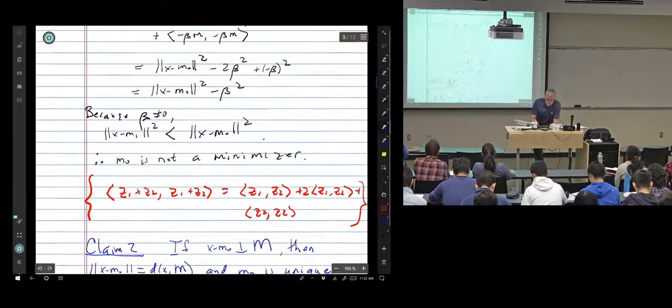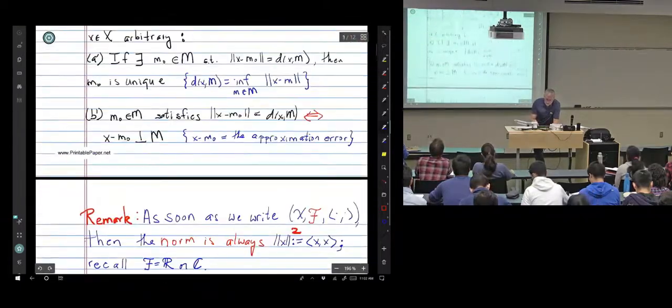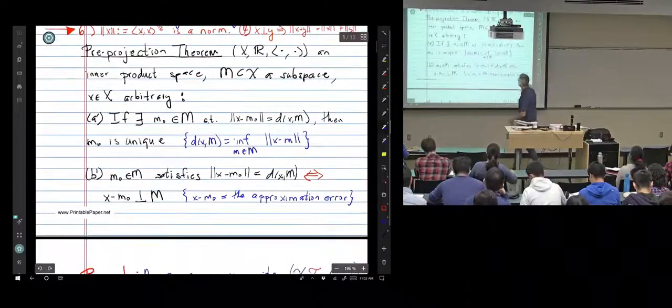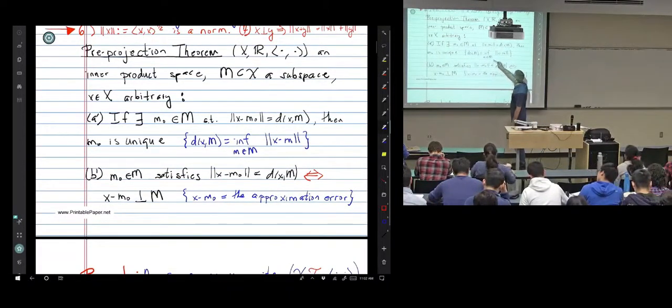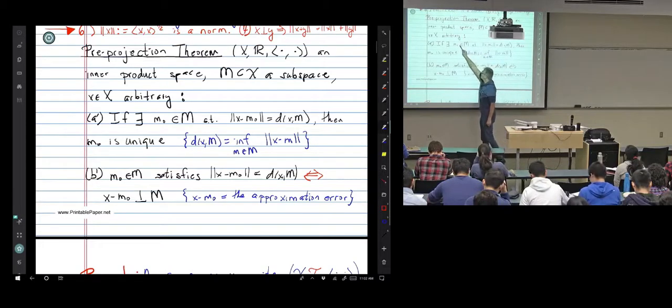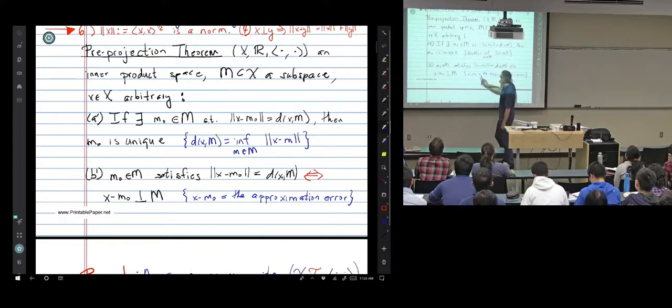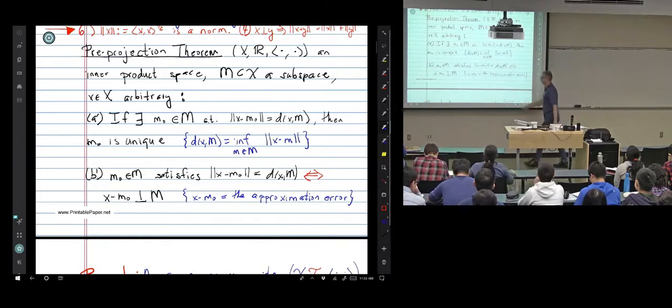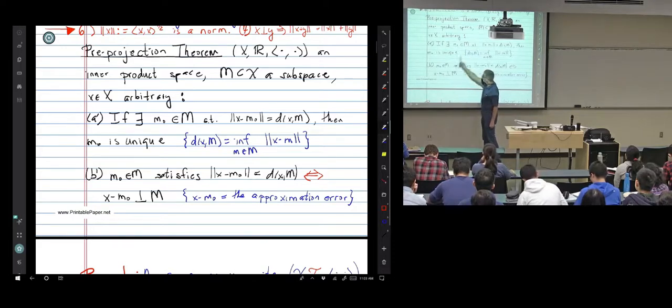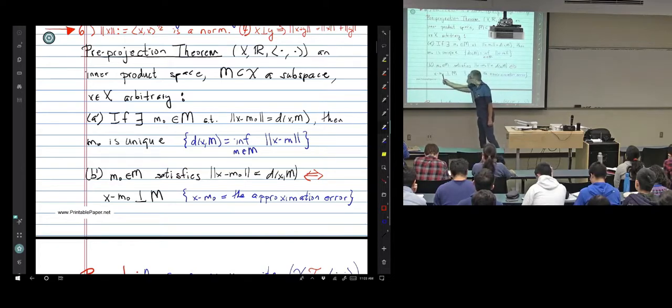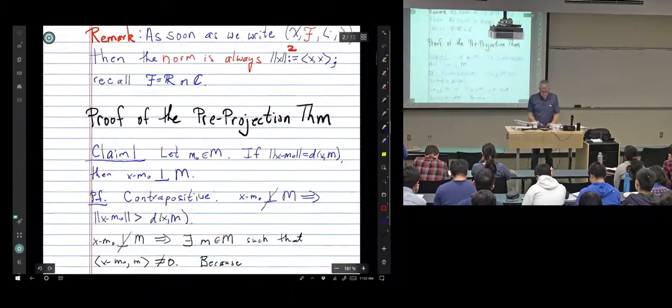Okay, so this is the projection theorem. We've got everything shown now. There's only one minimizing vector. If there is a vector that exists, it's unique, and it's characterized by the error being orthogonal to M. So we showed if it's orthogonal, we're fine, we got the minimizing vector, and if it's not orthogonal, I can produce one that has a smaller approximation error. So that's the projection theorem. Questions so far?